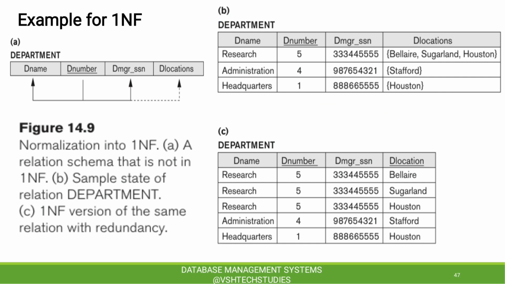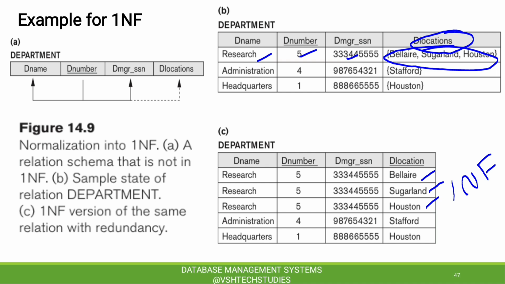Here, as such, all the values were single valued, but only the D location values were multiple. So the D location attribute was multi-valued. Now when it is brought to 1NF, the D location values have also become atomic or single valued. That is what 1NF, or a relation being in first normal form, means.